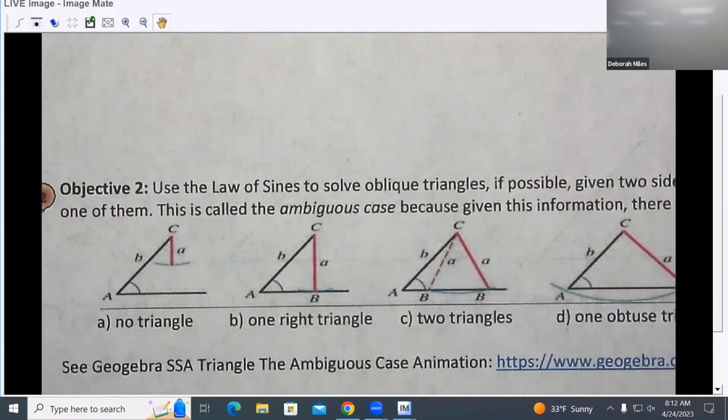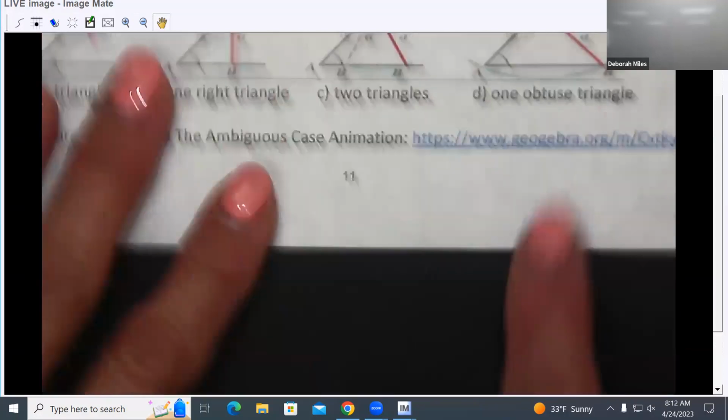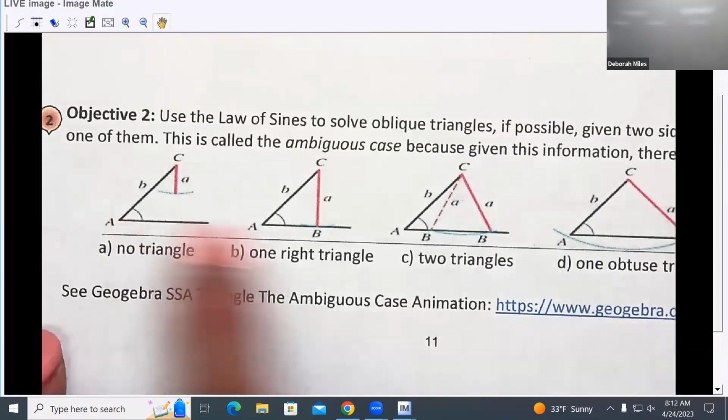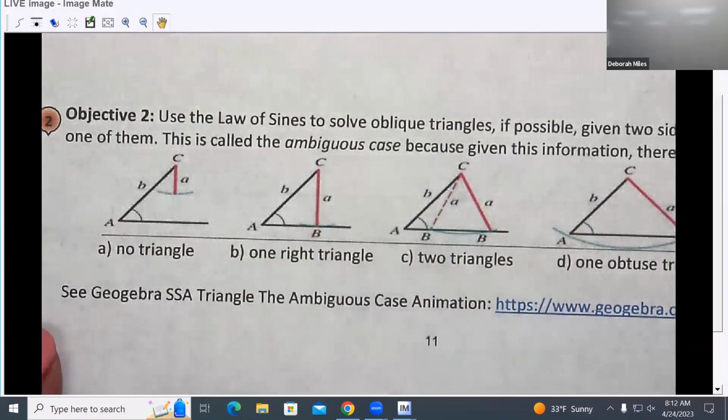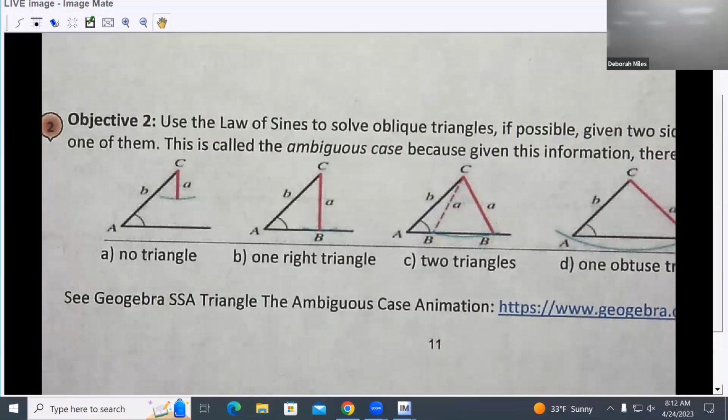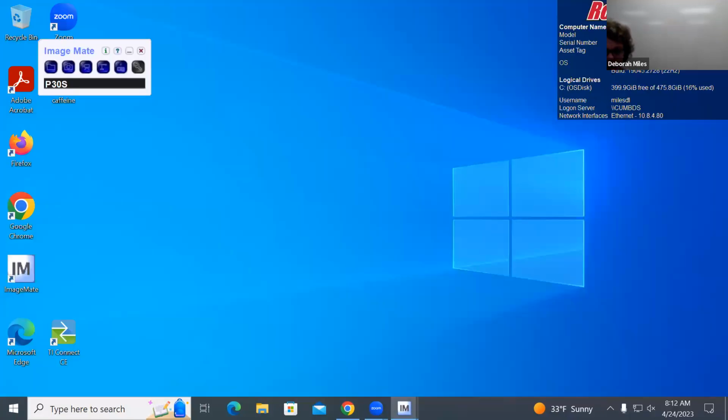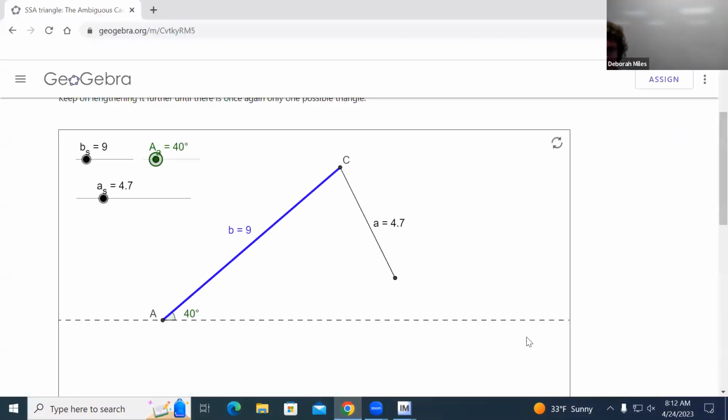Actually, let me show you this website I have pulled up. I think it'll make it more clear than my pictures here. You have my pictures for reference later. But let me show you why this is called the ambiguous case. All right, we're going to be given an angle. Here we're given angle 40 degrees. And we're going to be given one of the sides. Here we're given B equals 9.